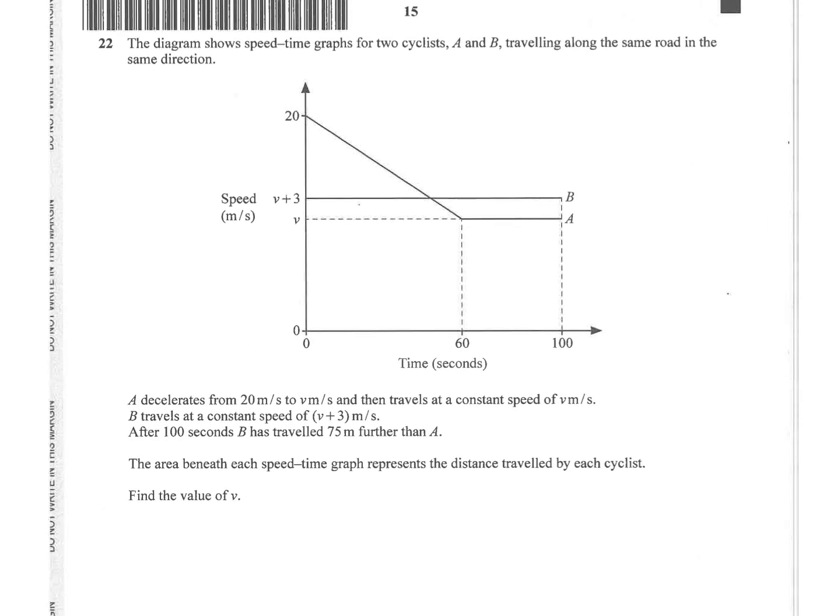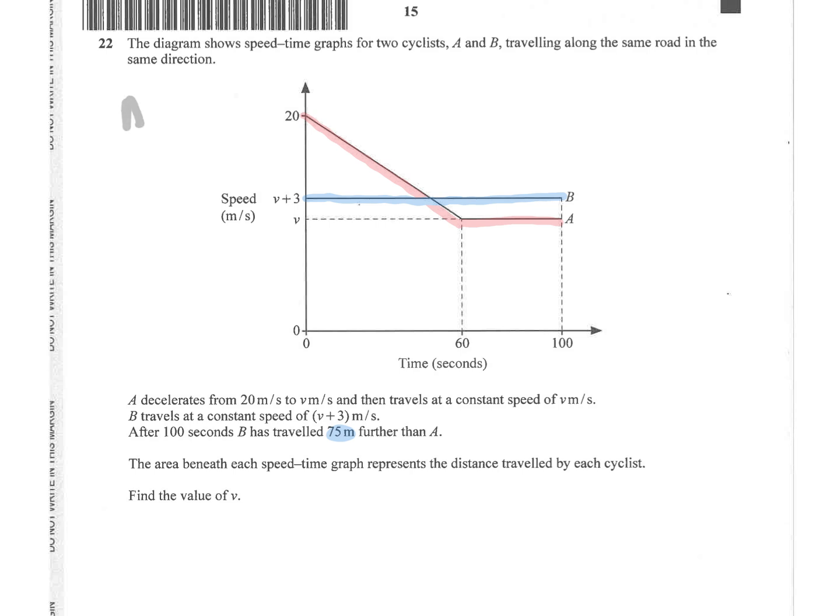Okay, it says A decelerates from 20 to V. So this one decelerates, and then travels at a constant speed of V. Then B just does a constant speed of V plus 3 throughout. And then after 100 seconds, they realize that B has already traveled 75 meters further than A.